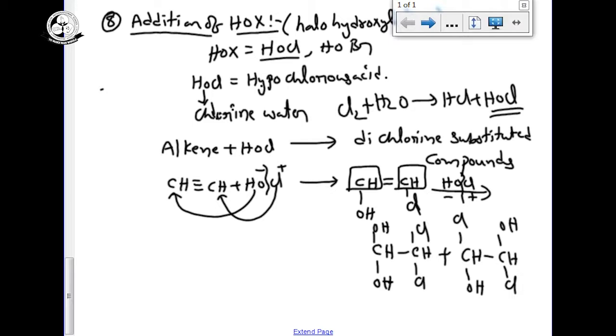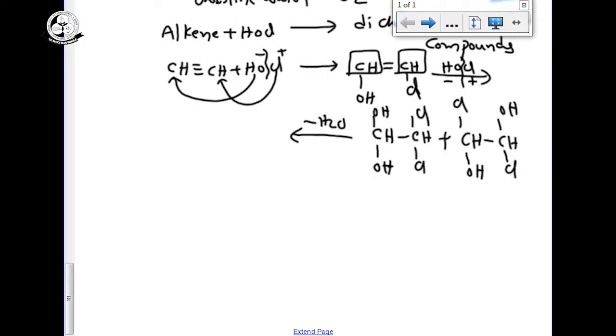Why? Because if I do dehydration for this one, removing water from this molecule, now we can get CHCl2 and CHO, an aldehyde. Its name is dichloroacetaldehyde.